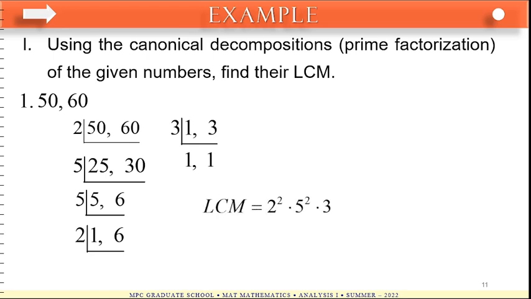And for the LCM, we can arrange it in increasing order, or in numerical order. So we have now 2 squared times 5 squared times 3. If we simplify this, 2 squared times 5 squared times 3, the answer is 300. Therefore, the LCM of 50 and 60 is 300.